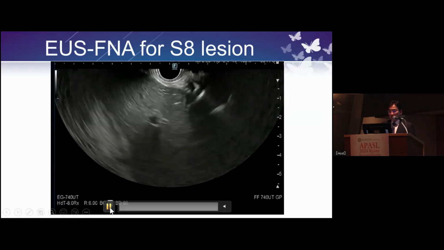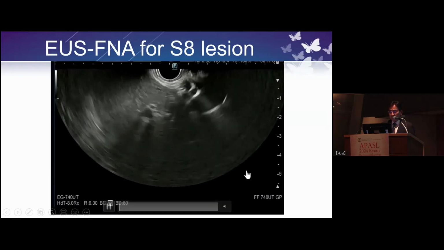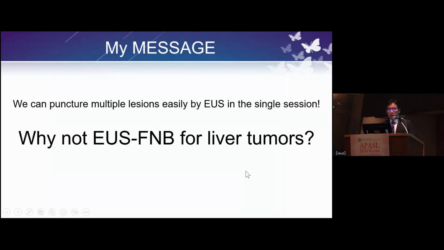Okay. This is my final video. So this is my message. EUS-guided puncture for liver disease, liver mass, is not so difficult. And from the stomach, we can see almost all the regions in the liver. Almost, not perfect. So we can puncture multiple regions easily by EUS in a single session.